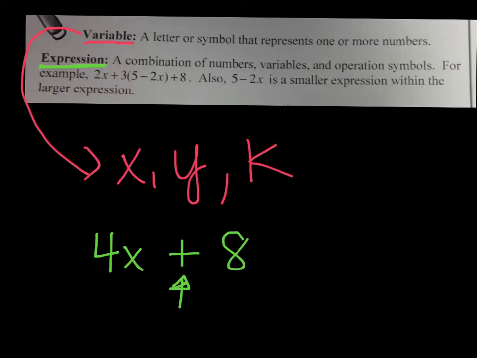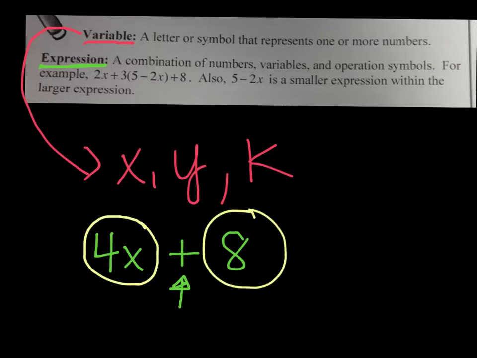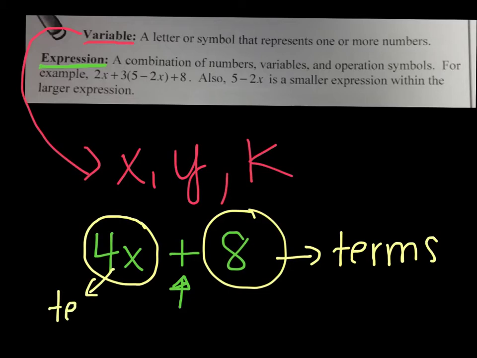Now, in this expression, there's two smaller things, and those are called terms. You've heard me say that before. So there are two terms in this expression. And in the one up here, here's a term. This whole thing would be a term, and this would be a term. So three things there. Those are terms within the expression.